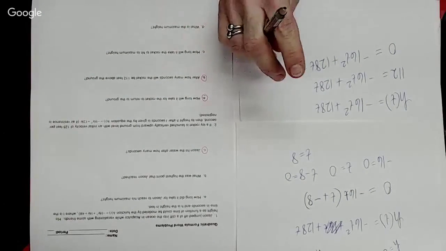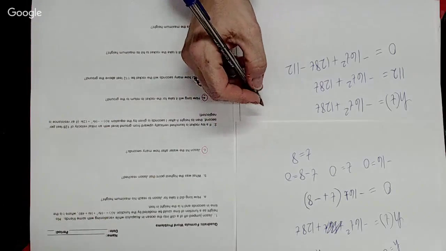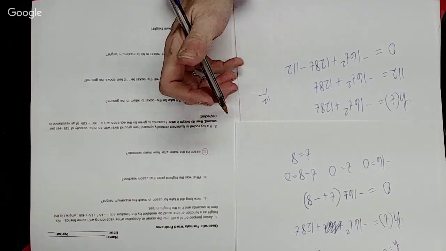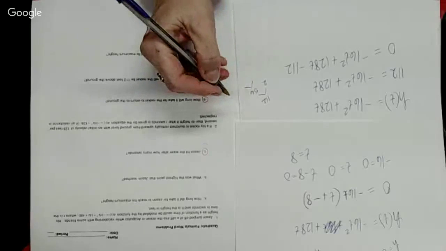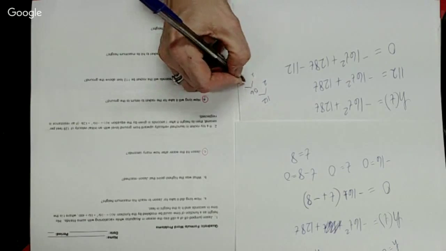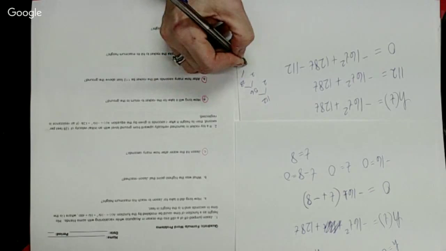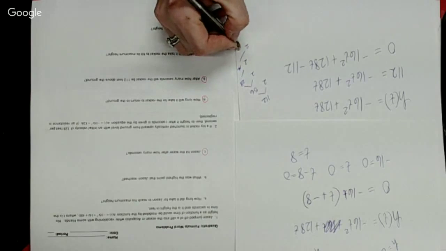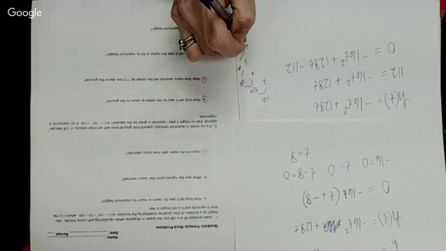Is 112 divisible by 16? Didn't work on this problem before, so I'm going to play with it. 112 is 56 twice, and 56 is 28 twice. And 28 is 14 twice, and 14 is 7 twice. So 2, 4, 8, 16.